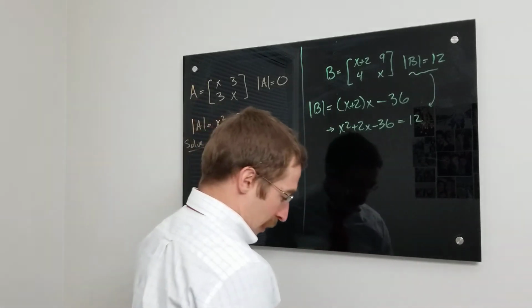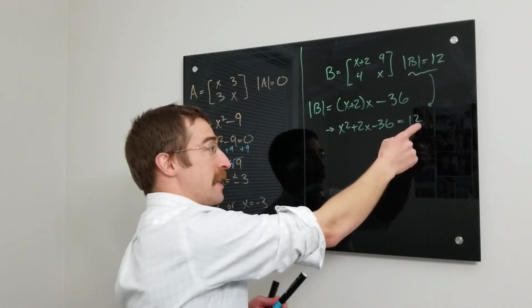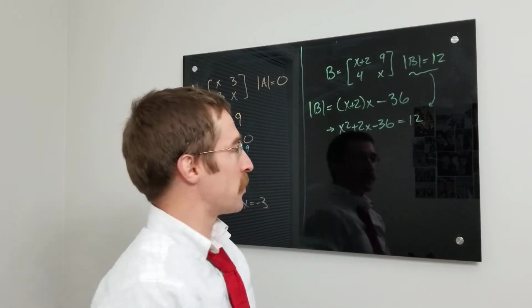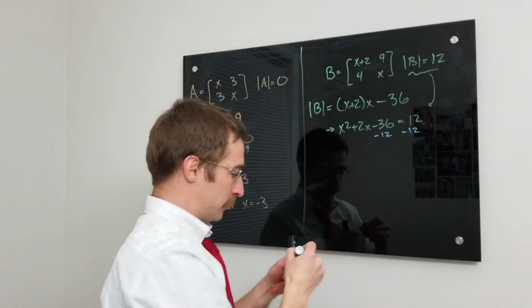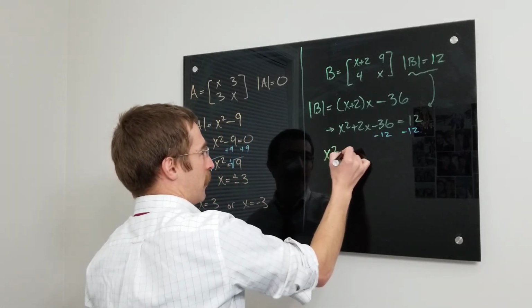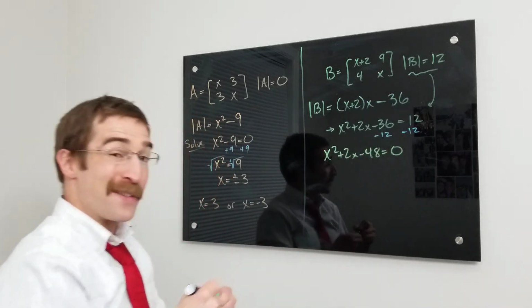So solving for x, let's get this blue one out again. It's quadratic, it's equal to 12. Quadratics are much more simple to solve when they're equal to 0, so we're going to make it equal 0. Minus 12, minus 12. Here we get x squared plus 2x minus 48 equals 0.